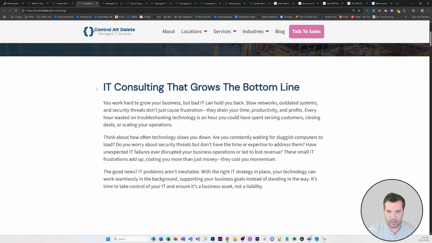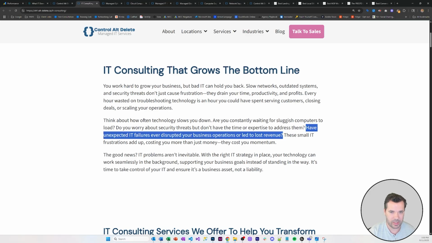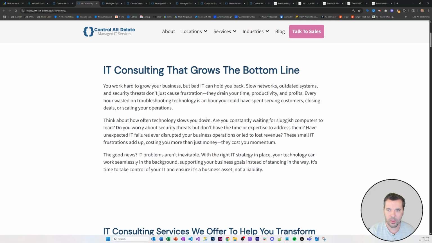This is another resonating section. If you're bringing on an IT consultant, there's going to be some form of problem that you need to solve, whether eliminating barriers to scalability, increasing profitability, or improving processes in some way. So if you look throughout the copy here, we've got some of those incisive questions. Have unexpected IT failures ever disrupted your business operations or led to lost revenue? Do you worry about security threats but don't have the time or expertise to address them?